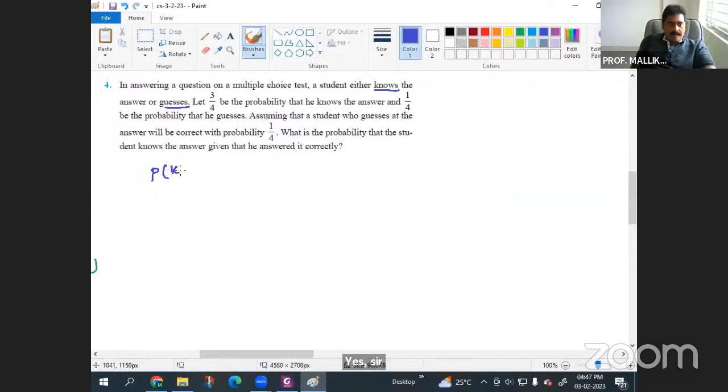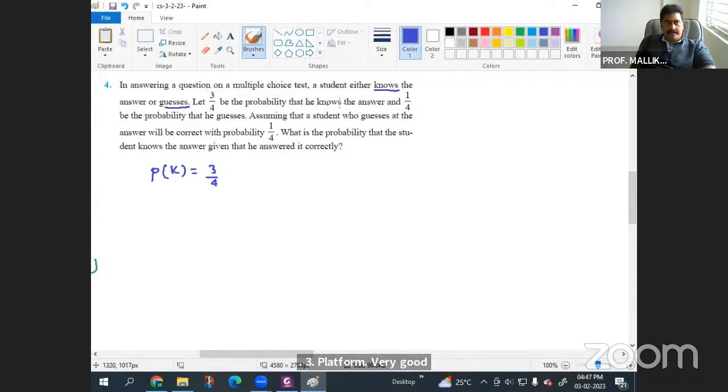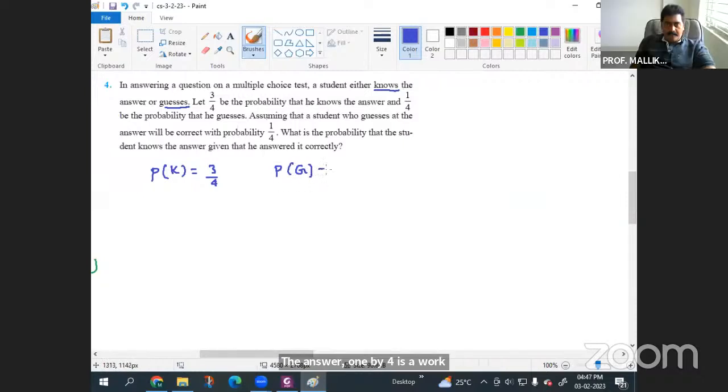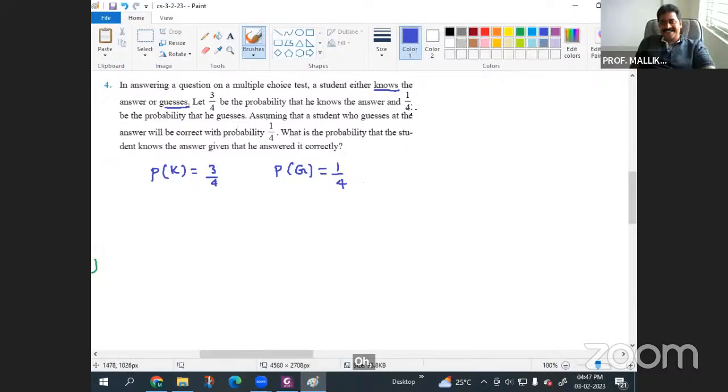What is the probability of knowing the answer? Probability of K, I will write, 3 by 4, because 3 by 4 is the probability that he knows the answer. Then 1 by 4 is the probability of guessing the answer. Students do guess sometimes in MCQs. So 1 by 4 is the probability that he guesses.